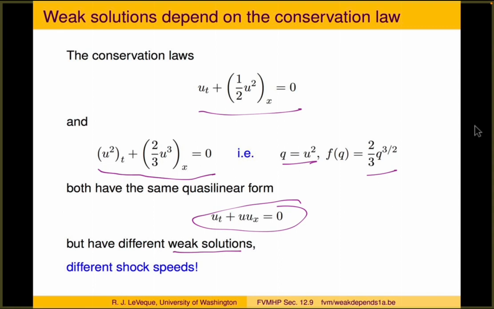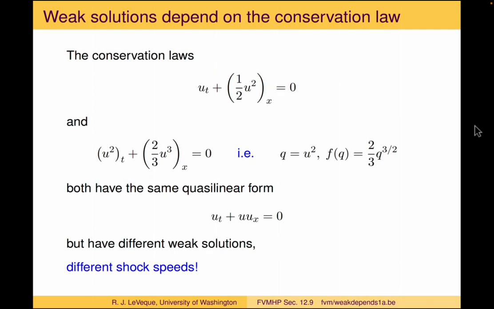And so if you're solving things based on the quasi-linear form, there's no guarantee that you'll get the shock speed corresponding to conservation of u, which is the one we want. You might get the shock speed corresponding to conservation of u squared or some other conservation law. There's infinitely many other conservation laws that have the same sort of quasi-linear form. So that's just kind of a hint of where we're going, but that shows the importance of using conservation form and why we care so much about keeping things in that form.